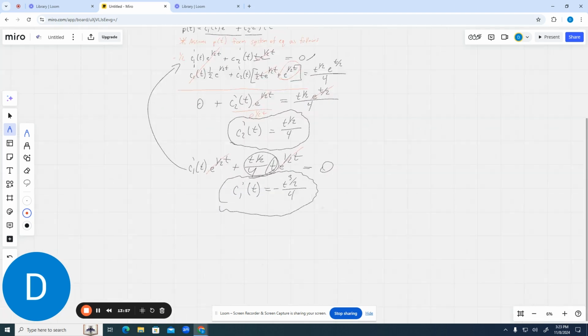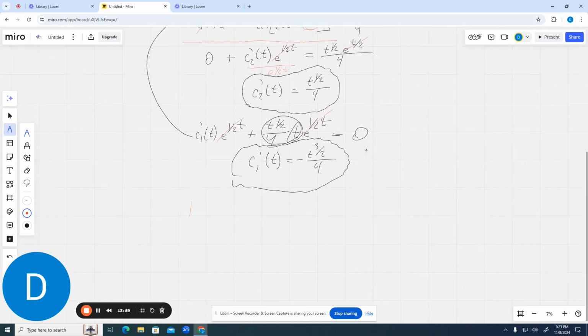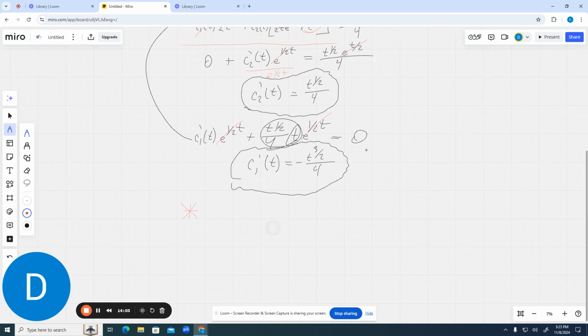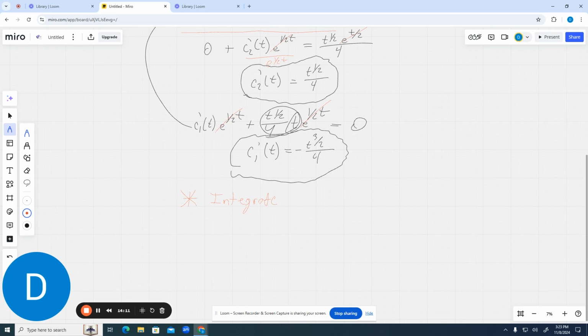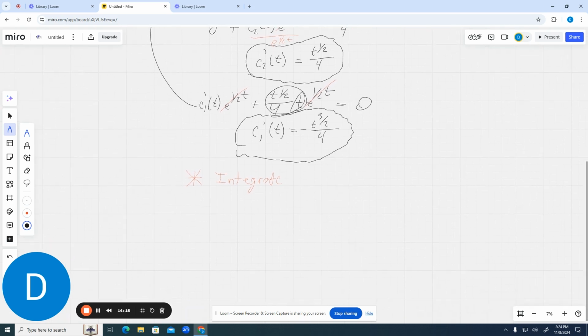Nope, zoomed in too much. But our last step here is now that we have C1 prime of t and C2 prime of t, we are going to integrate. Okay? And now that we have this, these are simple integrations, right? We take the integral, well, C1 of t equals the integral of t to the 3/2 over 4.